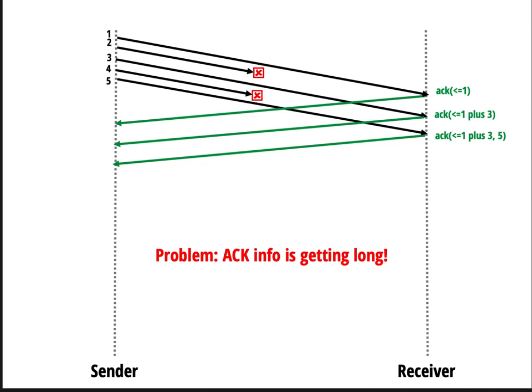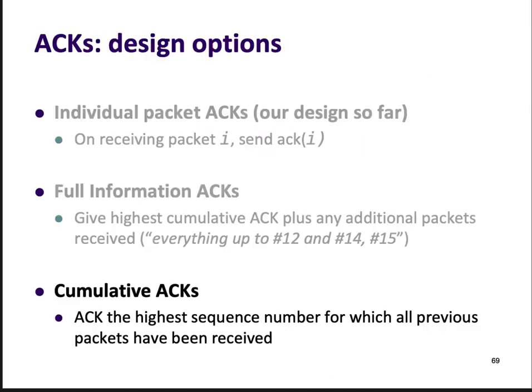Is this making sense to everyone? Yeah. So we like full information ACKs because they tell the sender exactly what's going on at the receiver. There's no guesswork. But the problem with them is they don't scale very well. There's too much information in there. In the worst case, the size of your full information ACK could be on the order of your window size, which can be tens of thousands of packets in practice.